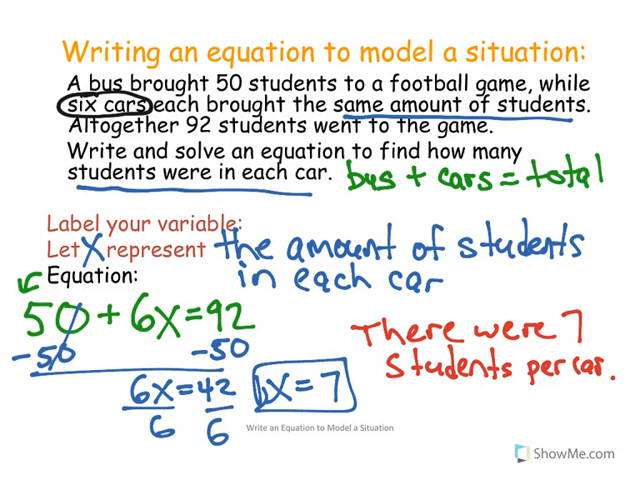I wrote my answer there in red. Now, I always get the question, or usually I pose the question, how would I check my answer? And someone always says, substitute into your equation. And I say, no.